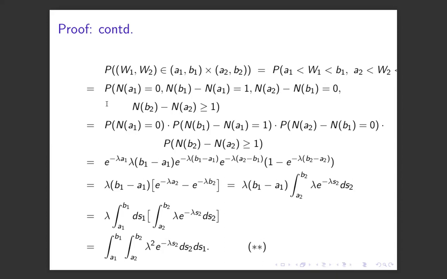Now you use the independent increment property. This is the probability of the intersection of all these four events, which are concerned with disjoint intervals. So this is the probability N(A1) equal to 0, times the probability N(B1) minus N(A1) equal to 1, times the probability N(A2) minus N(B1) equal to 0, multiplied with the probability N(B2) minus N(A2) is greater than or equal to 1.